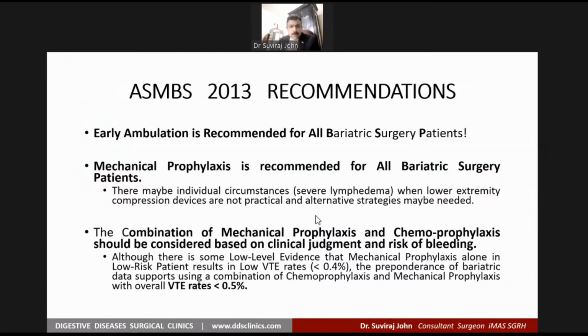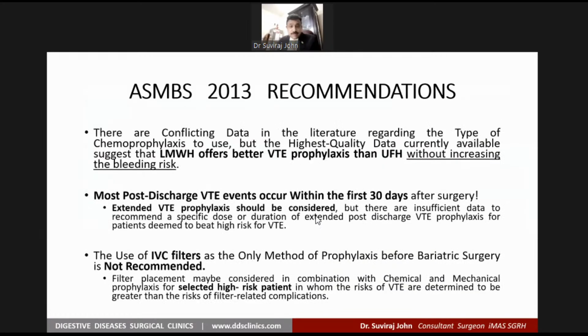This is limited by people who may have severe lymphedema or lower extremity issues. The role of chemoprophylaxis becomes mandatory because, as is mentioned by others, people who come for bariatric surgery are moderate to high risk, and they automatically come into multimodality prophylaxis. So you have to add on chemoprophylaxis for most people. Now, if there's a risk of bleeding, you will have to temper that. So your risk assessment will also have to involve the risk of bleeding around surgery.